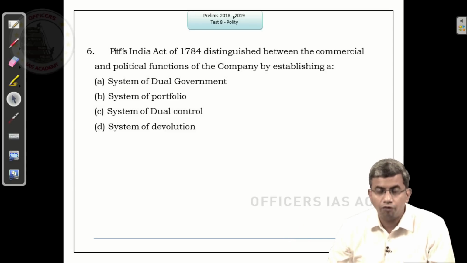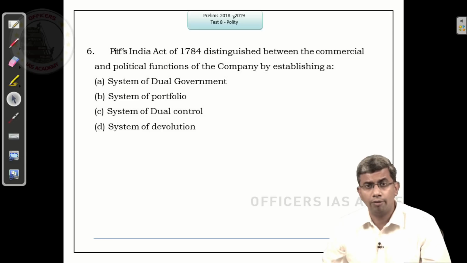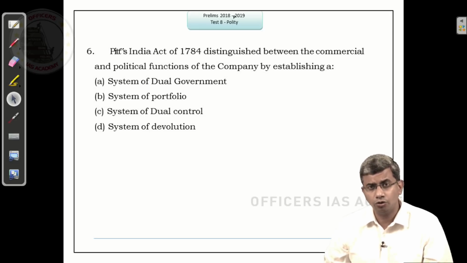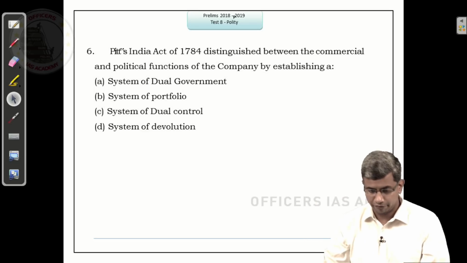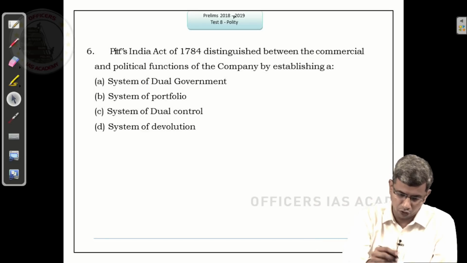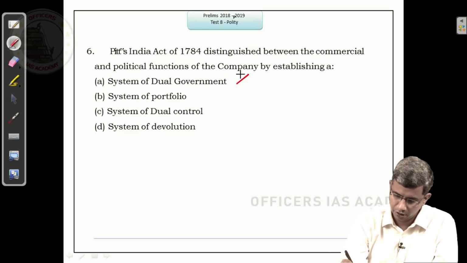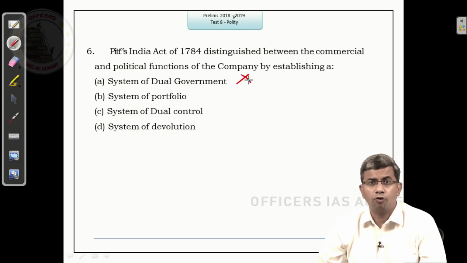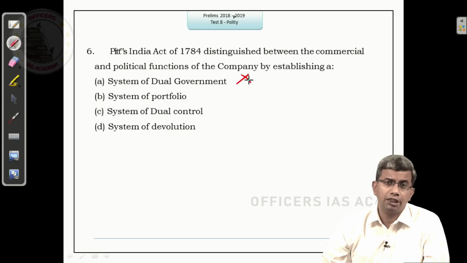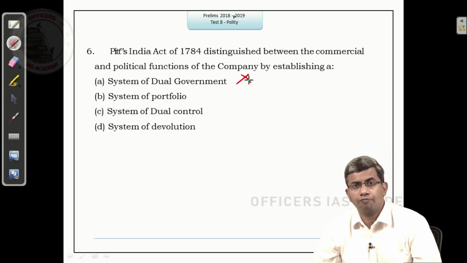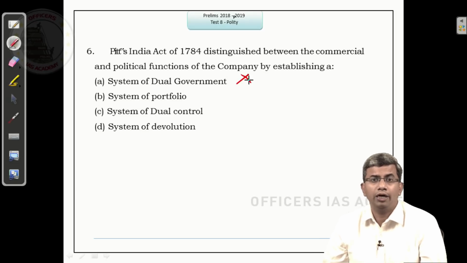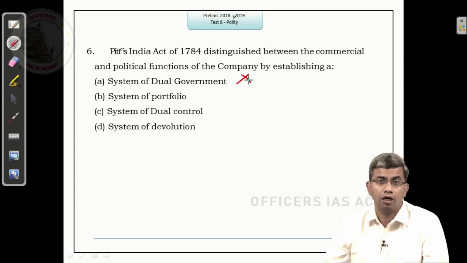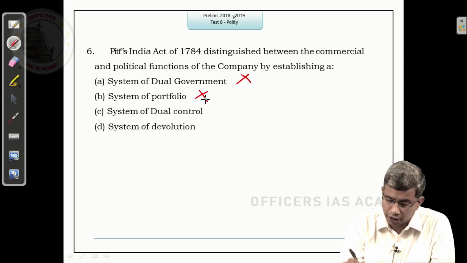So system of dual government. What is system of dual government? Diarchy. When was diarchy introduced? In the provinces in 1919, in the center in 1935. So Pitts Act is 1784. So definitely this is not right. System of portfolio. Which are the subjects which will be handled by which layer of government or which way it will be handled. So all that was a subsequent aspect under the British governance. So this is also not correct.